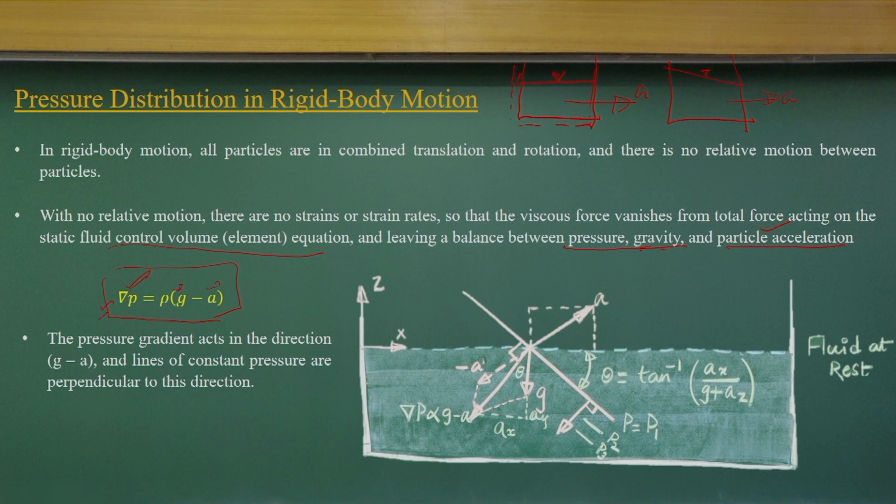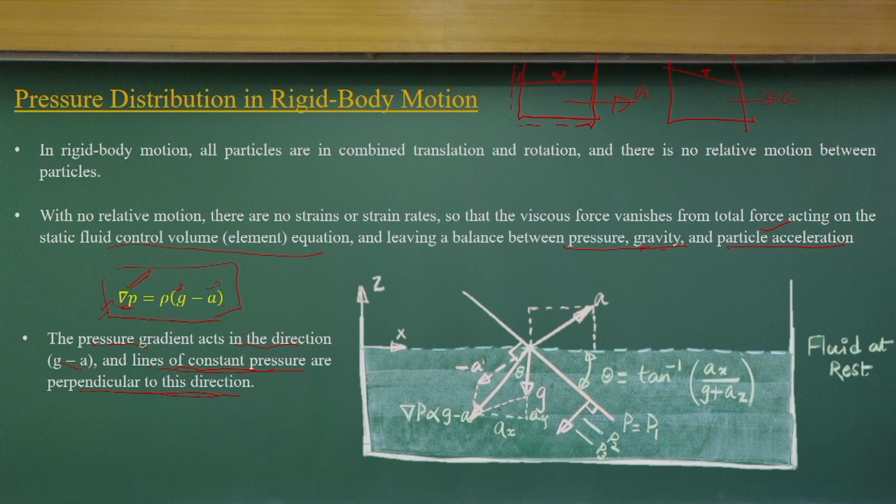Now, if you look at this simplified equation we got for these liquid containers, the pressure gradient acts in the direction of g minus A. That means the lines of constant pressure are perpendicular to this direction. So if you know the acceleration due to gravity vector and the acceleration vector, the vectorial difference between these two gives the direction, and the lines of constant pressure will be perpendicular to that direction. That means the free surface will tilt, and the pressure diagrams will change perpendicular to that.